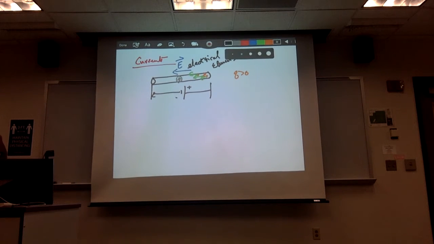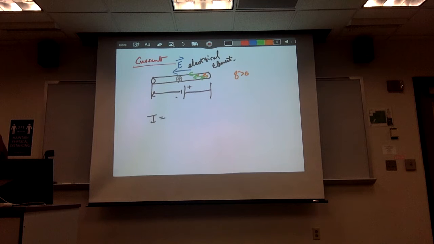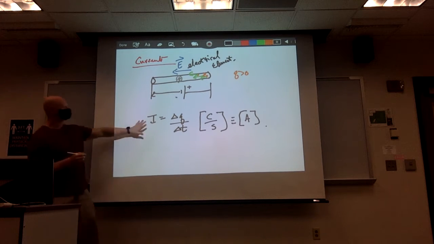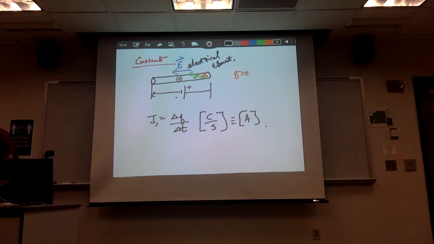So we say current is equal to the change in charge, which is the total number of particles which pass through in a given amount of time. So this is what we define current to be. As we talked about in lab, this has units of coulombs per second, which gets a special name, what's called an ampere.